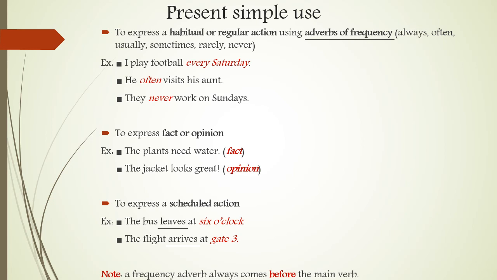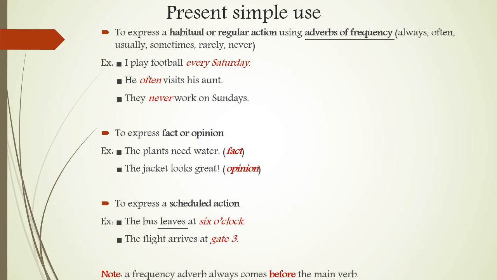He often visits his aunt as well. Often is the adverb of frequency, and this is a habitual action. They never work on Sundays. Same thing. Now the second use is to express fact or opinion. As you know, the fact is something known, something true. The plants need water. We all know that plants need water, and this is a fact, this is something true. So with this sentence I can't actually use any other tense. I have to use the simple present tense because it's a fact.